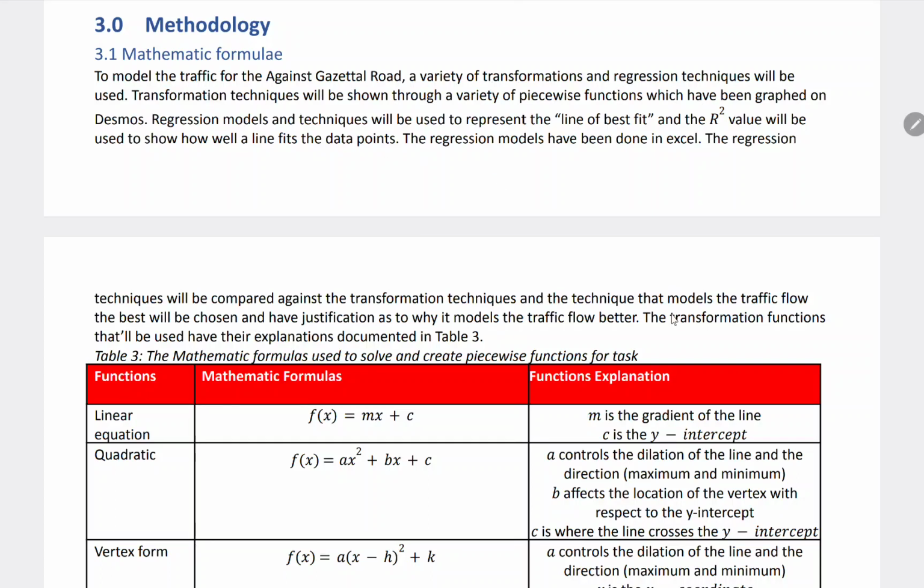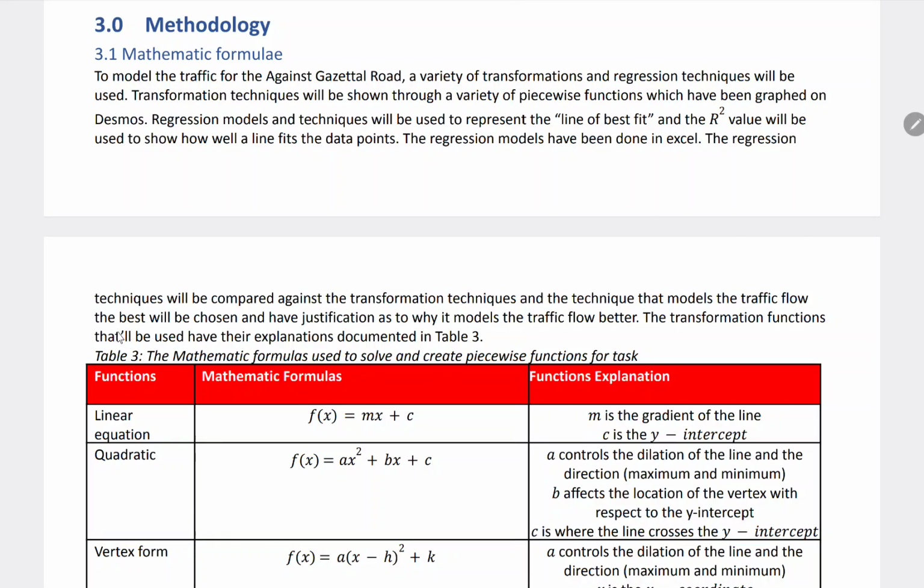Transformation techniques will be shown through a variety of piecewise functions and so on. So he talks about transformation functions, right? And then at the end, "the transformation functions that will be used." You see, this actually is a mistake there. You can't use apostrophes. You can't use short forms. In the report, you can't say "he's"; no, you have to say "he is," or "that is." So that's one thing that I would pick up on.